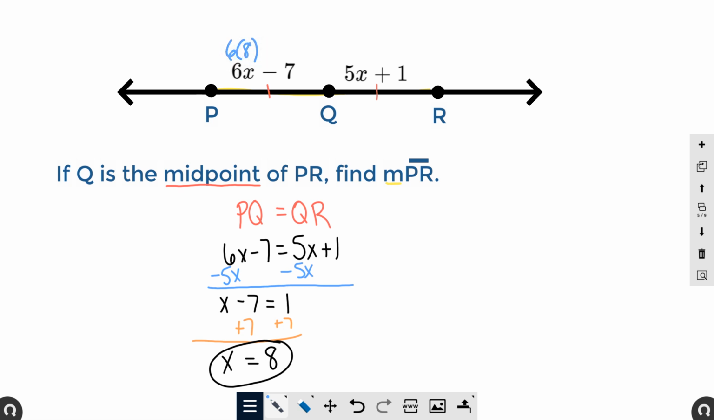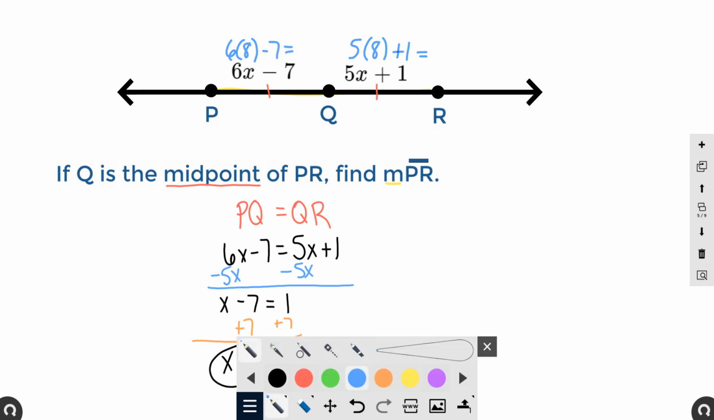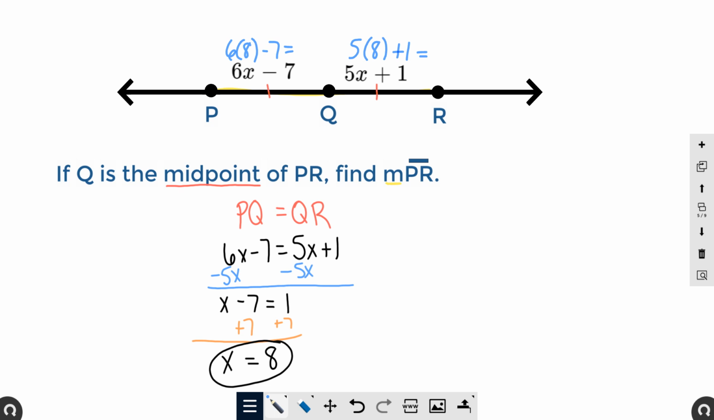So 6 times 8 minus 7. And then you could do 5 times 8 plus 1. What should happen when you plug 8 back in for both of those? They should both equal the same thing. They both equal 41. 41 and 41. So what is the measure of PR? 82. And that would be your final answer. So be careful on tonight's homework because it won't just say find x. It may ask you for additional things from there.